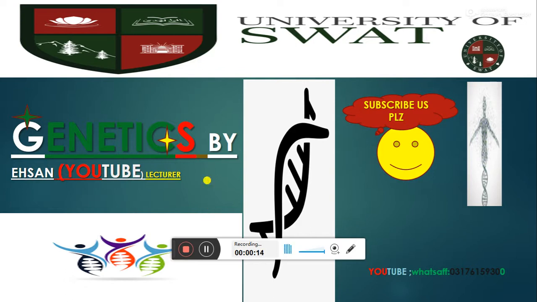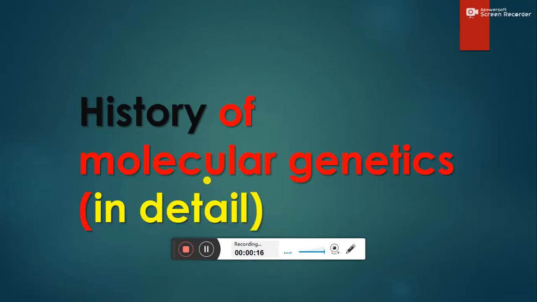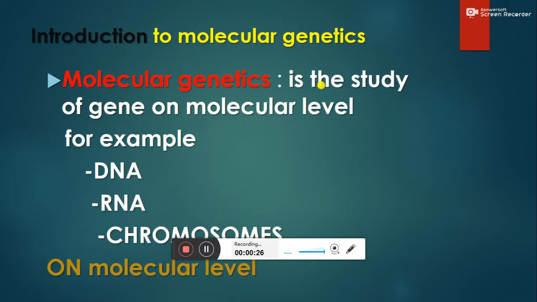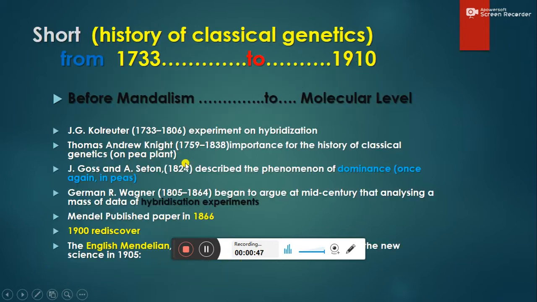Today we will discuss the history of molecular genetics in detail. What is the history of molecular genetics? To start, we first introduce molecular genetics. So what is molecular genetics? It is the study of genes on the molecular level, for example DNA, RNA, and chromosomes. So this is a simple definition of molecular genetics.